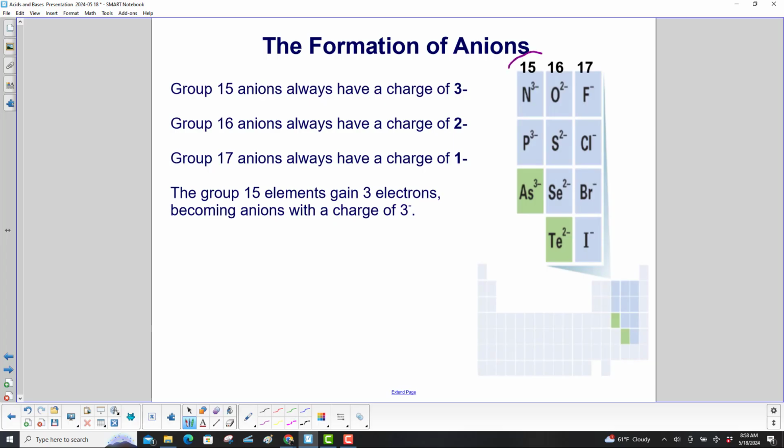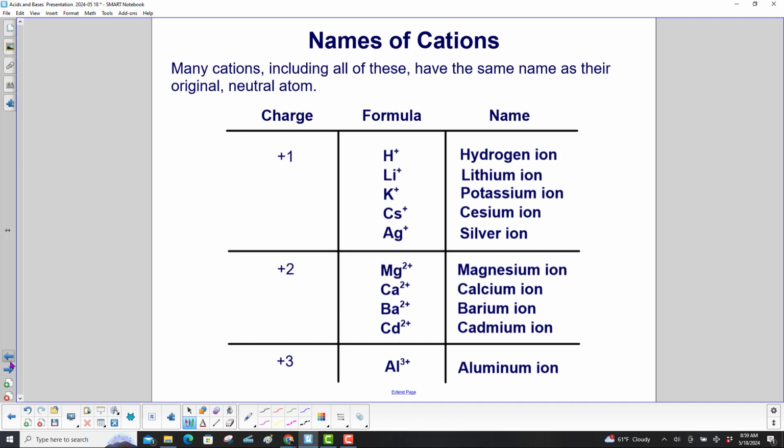Group 15 anions always have a charge of 3-. Group 16 always have a charge of 2-. And finally, group 17 anions always have a charge of -1. The group 15 elements gain 3 electrons, becoming anions with a charge of 3-. Many cations, including all of these, have the same name as their original neutral atom. So we'll just take one example here. Magnesium 2+ is a magnesium ion. And if you'd like, you can pause this video and look at the other elements.